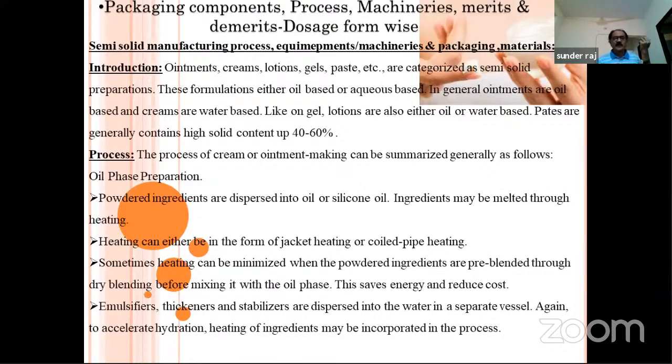Sometimes heating can be minimized when the powdered ingredients are blended. These are the various processes of making ointments. Ointments are usually made using oily ingredients, which are incorporated by using a heating process.